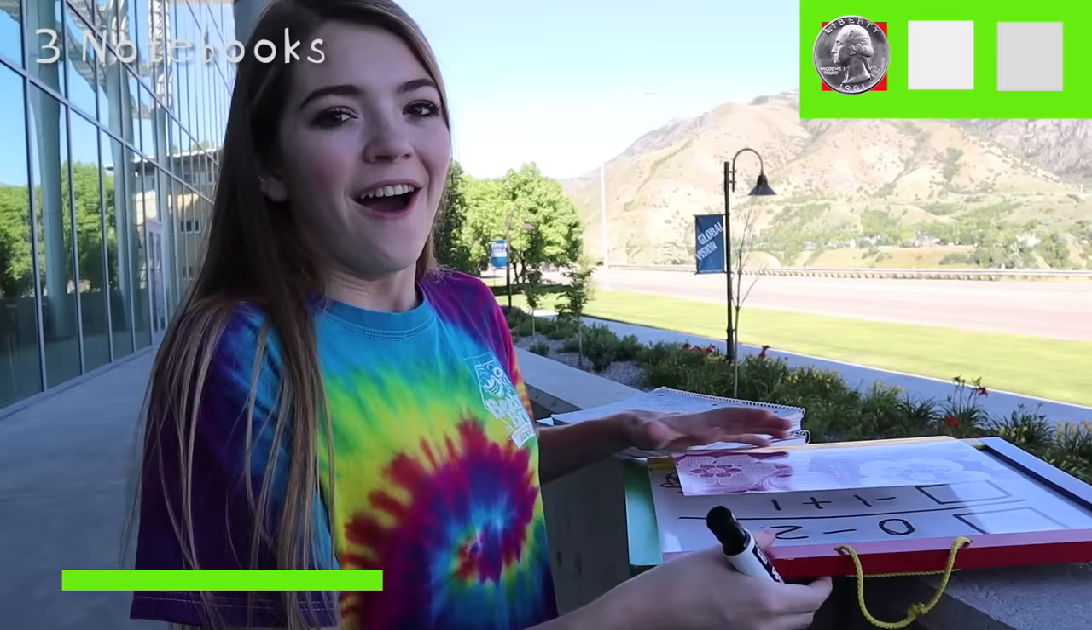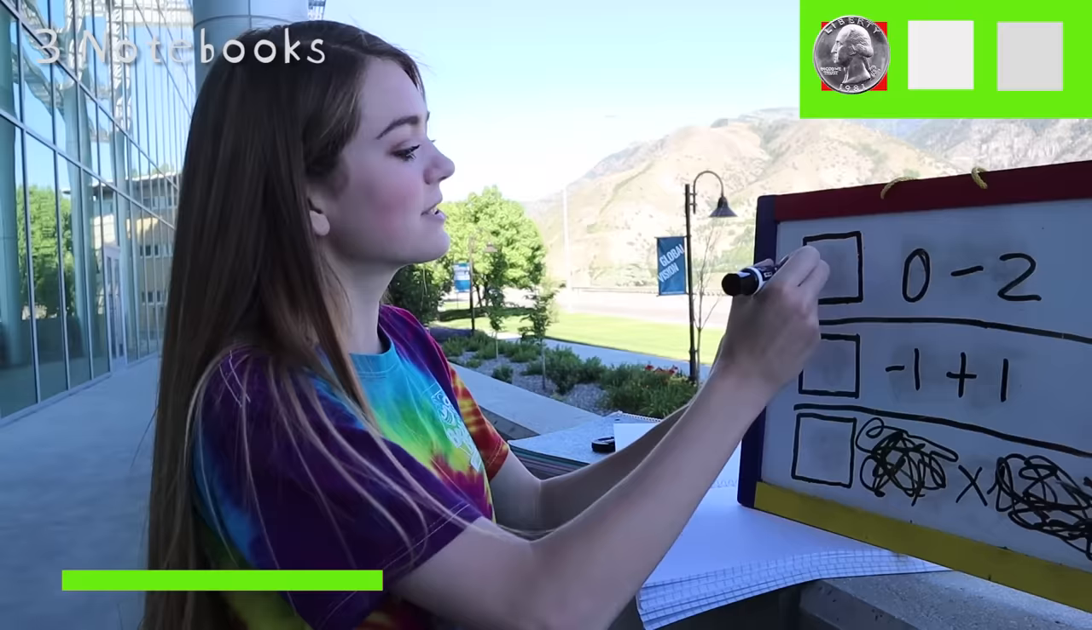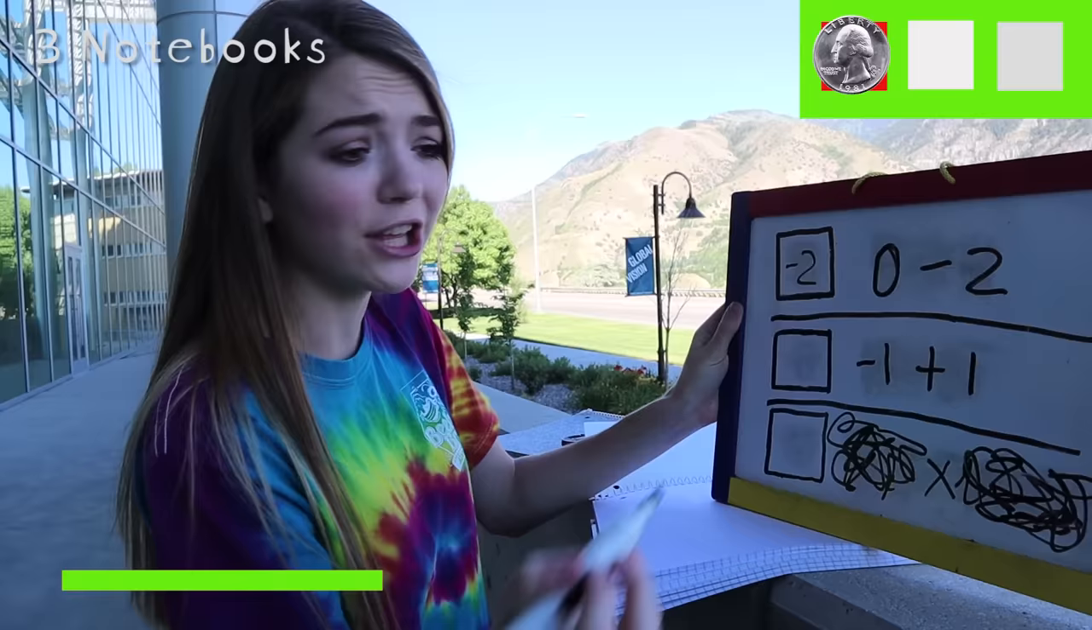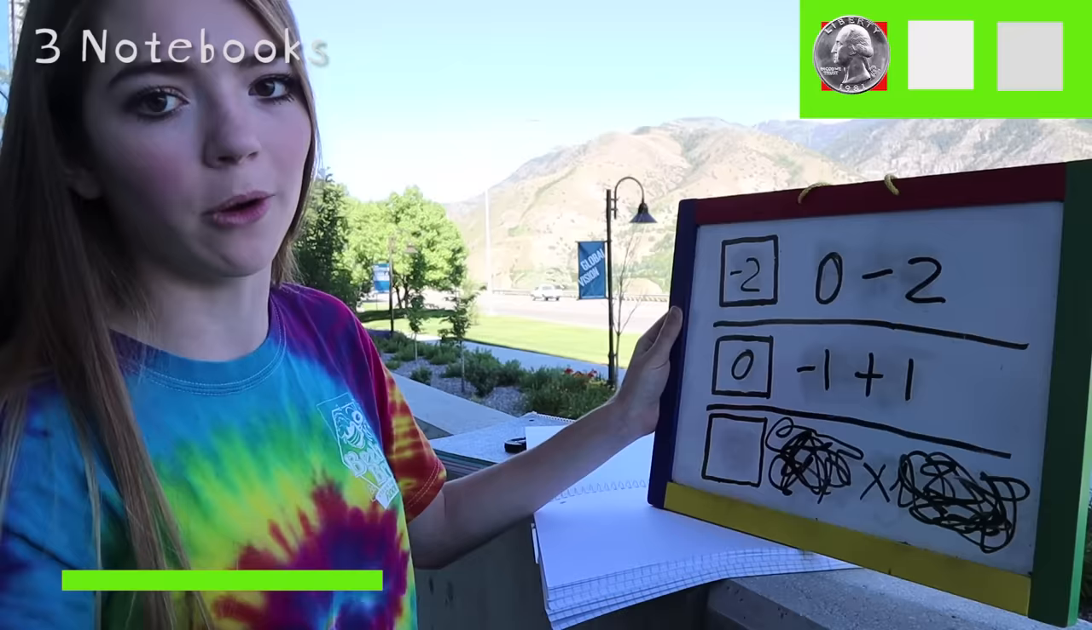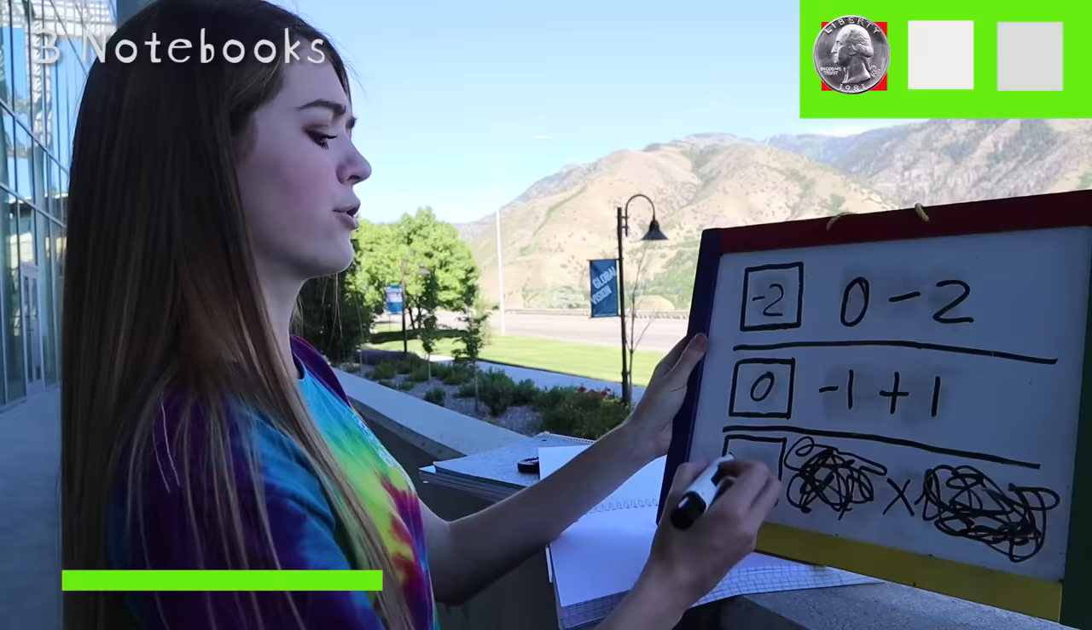We've got 0 - 2, -2, like a boss. -1 + 1, that cancels each other out. It's 0. Yes. I have a feeling this is how all the notebooks are gonna be, guys. Look, scribbles times scribbles. What? 3. Sure.